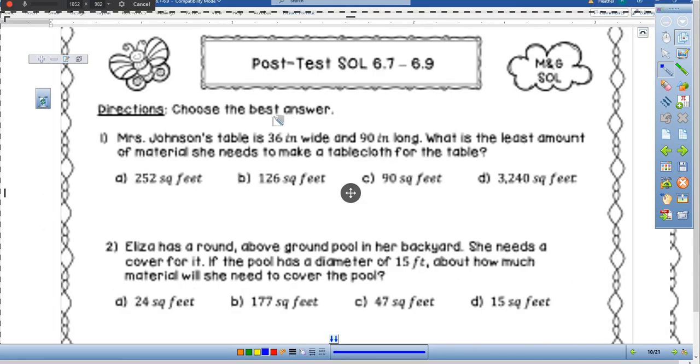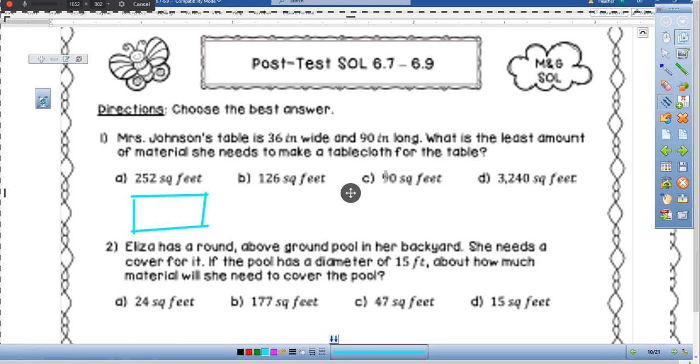So I want you to go through then, this is like a post-test, basically, of what we know of 6.7 through 6.9, and answer these questions. You have to read them and pull out the information you know. Miss Johnson's table is 36 inches wide and 90 inches long. So I suggest that the first thing that you do is draw a picture for each one of these to decide what it is that you're finding. All right, you're going to draw a picture.